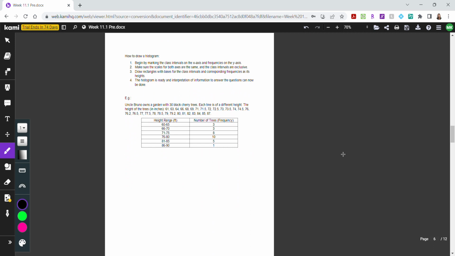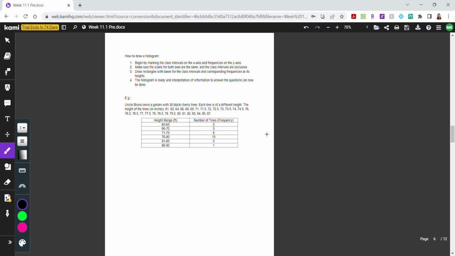Now, how to draw a histogram is pretty similar to a bar graph, just a little bit different. Again, you want to give it a title and everything, and group the data into ranges first. Begin by marking the class intervals on the x-axis and frequencies on the y-axis. If you're given data like this, you want to compile it into a table first. That way you can see what your range is and how you want to label your class intervals on the x-axis, same with the y-axis. If given data like this, compile it into a table, which is what I did already.